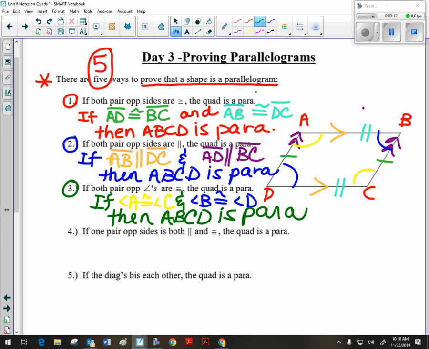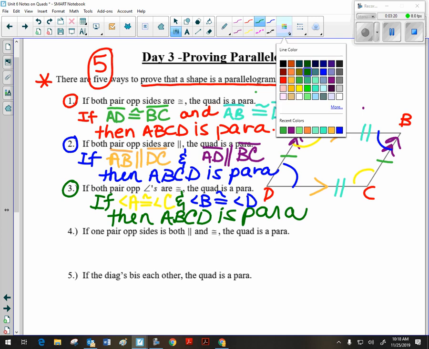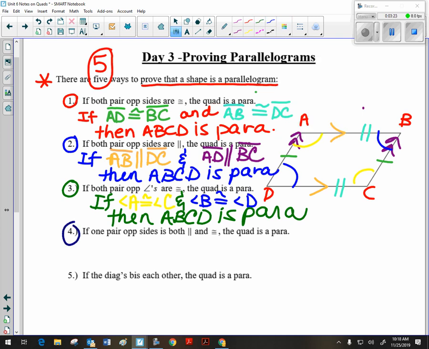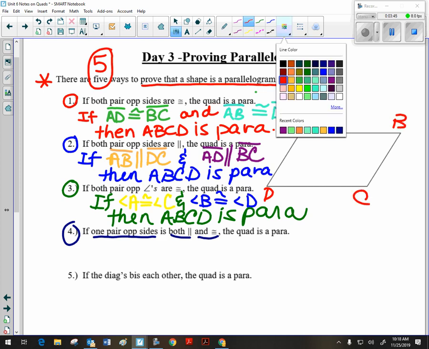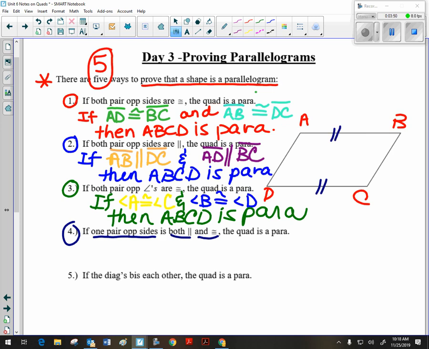When we get to question, or I should say property number 4, it changes a little bit. Instead of having both pairs of opposite sides, now it says one pair of opposite sides, but it has to be both parallel and congruent. You can pick either pair of opposite sides. So if we go back and we take a look at this picture here, if by chance we could get these sides to be both congruent and parallel, that would be enough to show that we had a parallelogram.